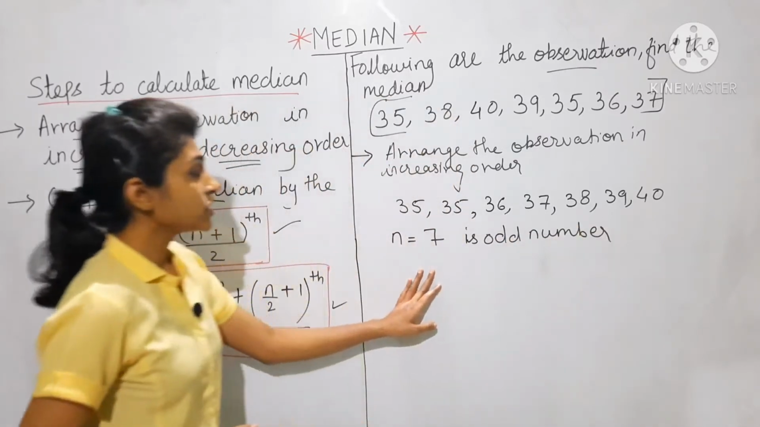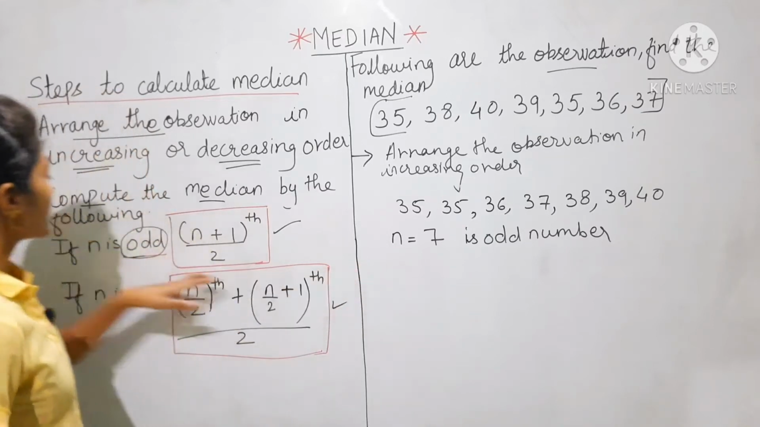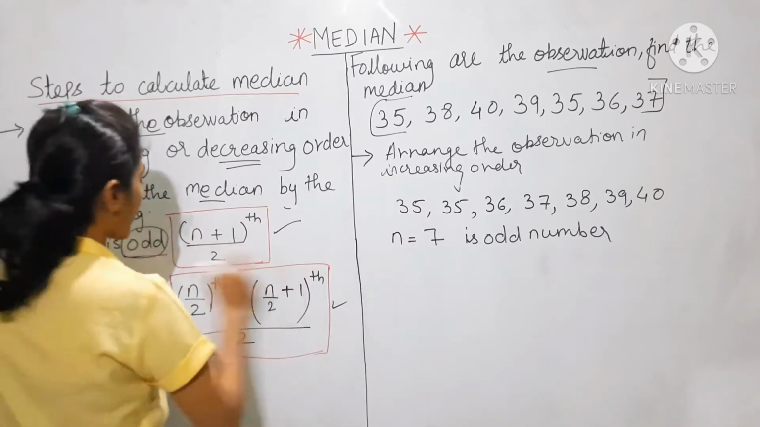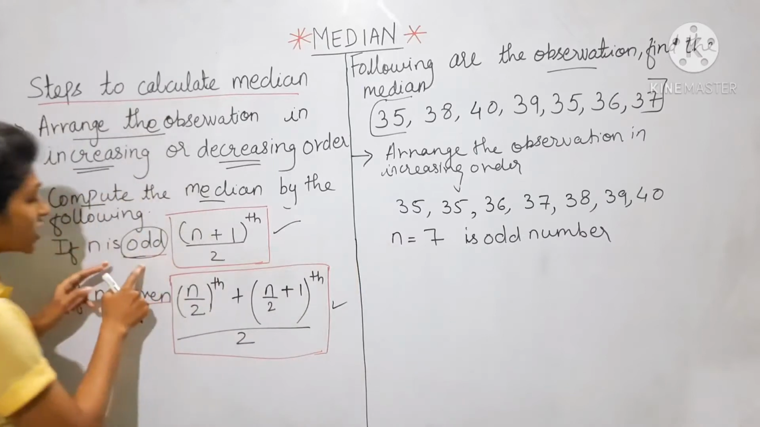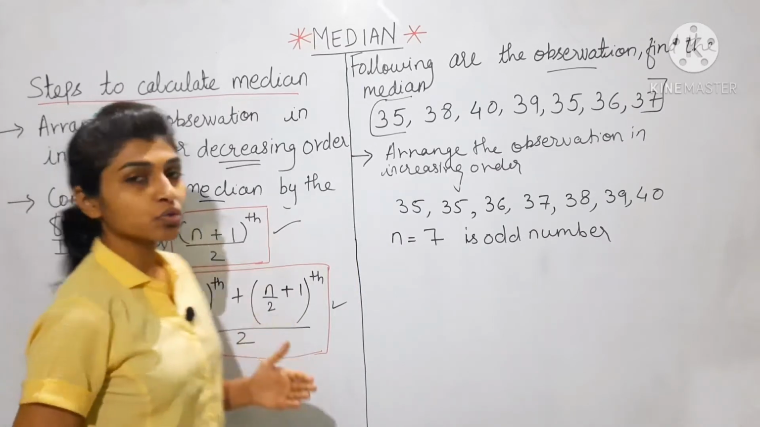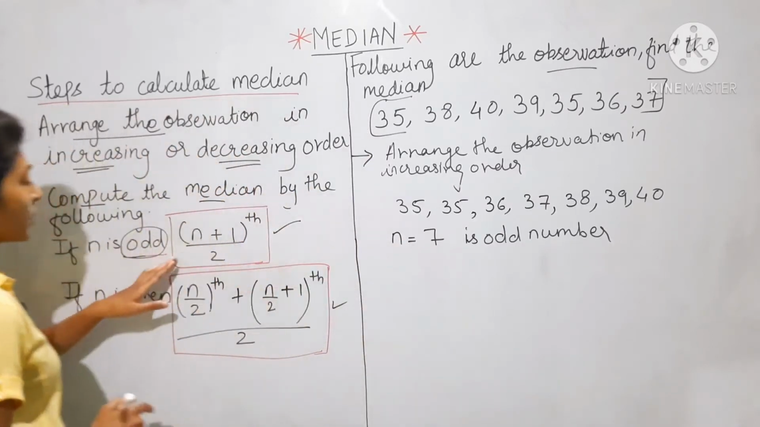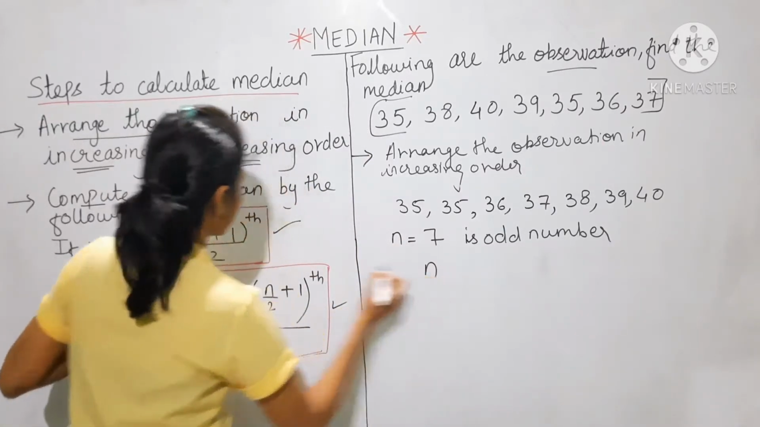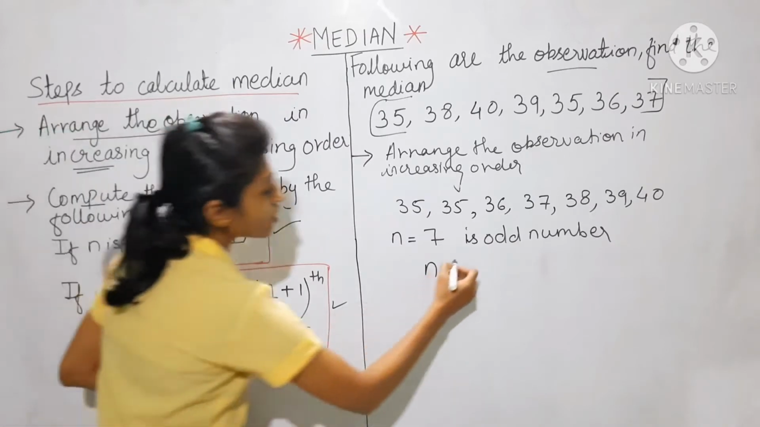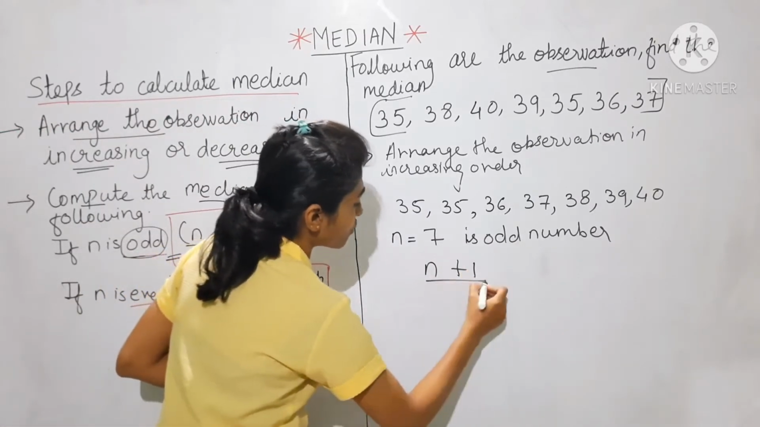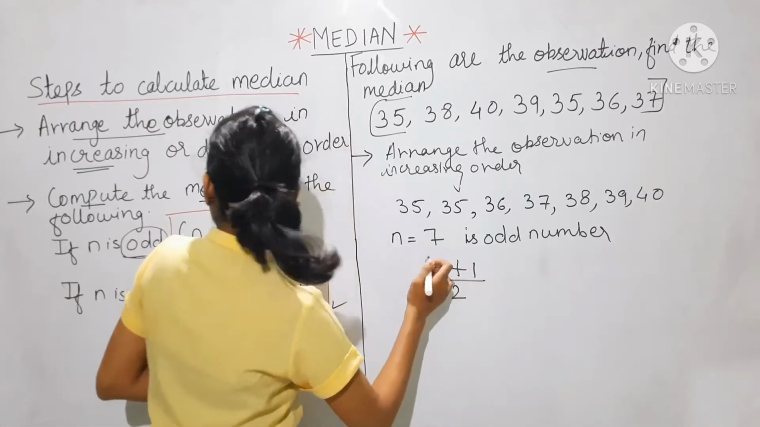Okay, so 7 is what? Odd number. So if the observation n is what? 7. So it is odd number. That means I am going to get only one middlemost observation. So for odd number, I am going to use this formula: n plus 1 divided by 2.